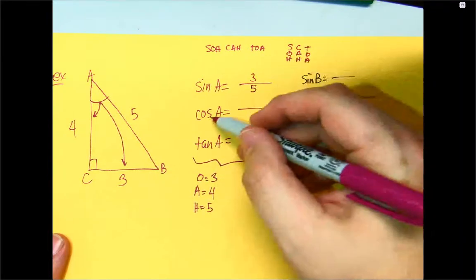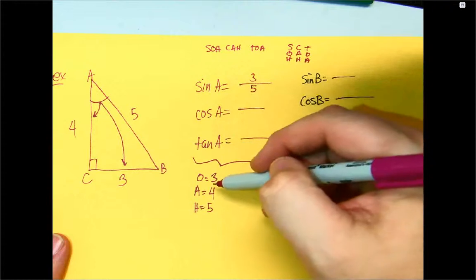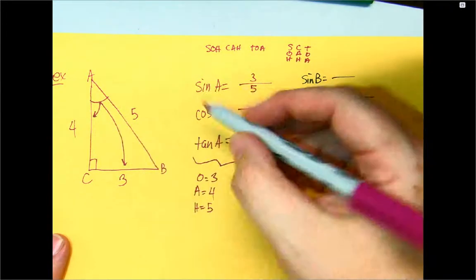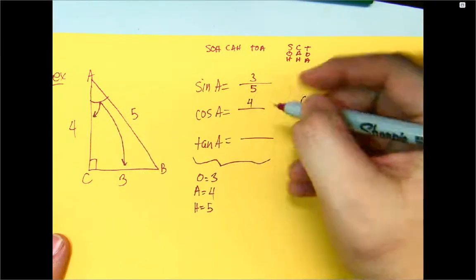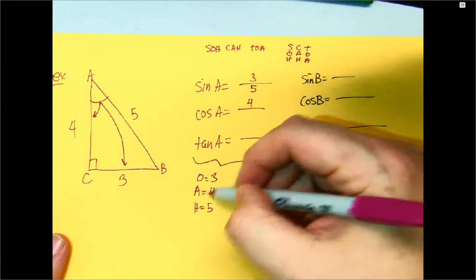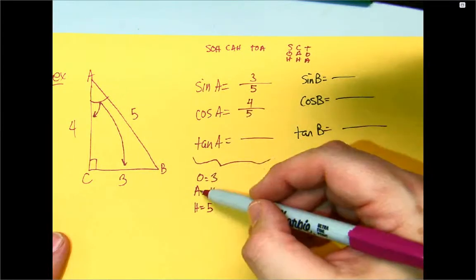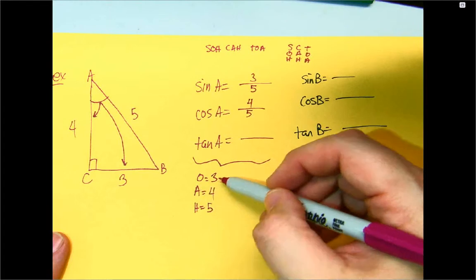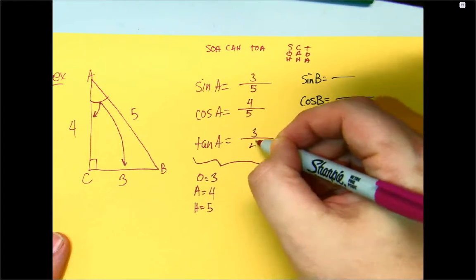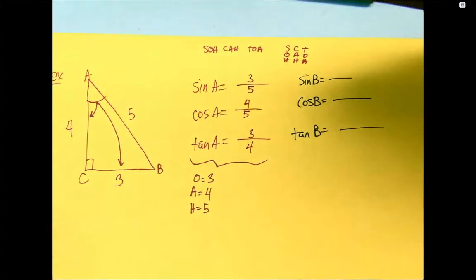The cosine of A is going to be the adjacent side for A, which is 4 over 5. And then tangent is going to be opposite over adjacent, which is 3 over 4. Now, yes, question or just no?